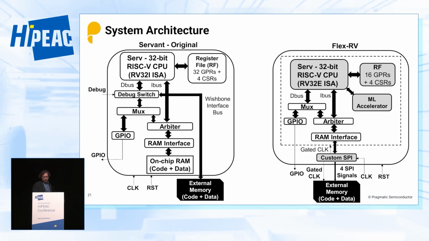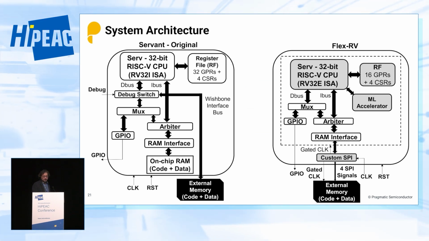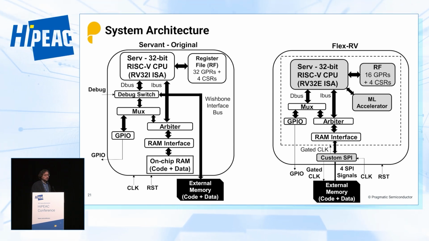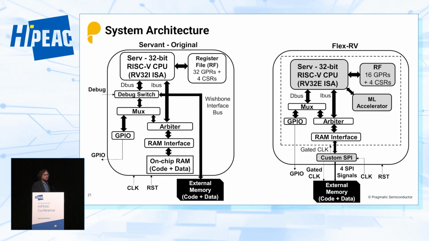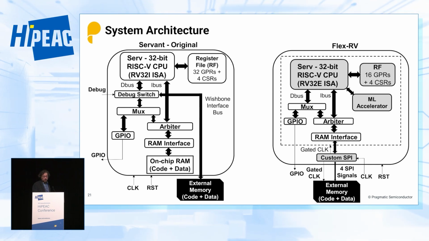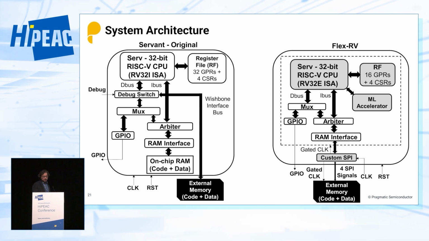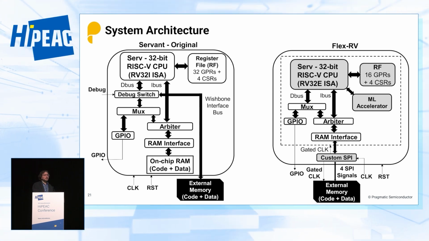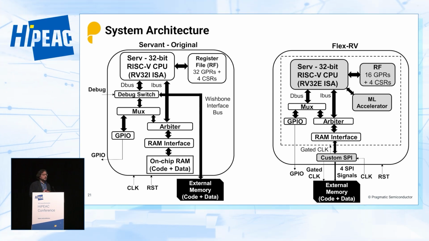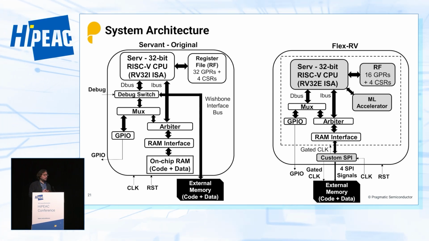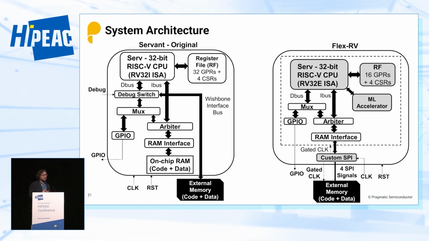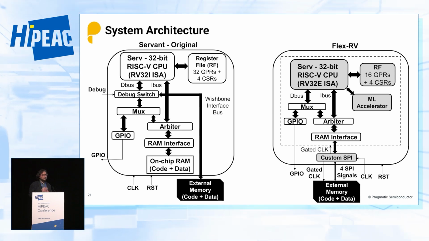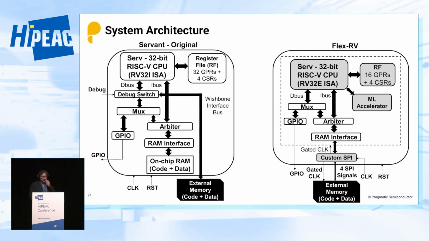So let's dive into the system architecture. As I said before, we used SERV, and SERVANT was the starting point for us. We didn't want to design a RISC-V processor from scratch, so we modified the SERVANT SoC to create FlexRV. There are some minor modifications we made. SERV supports RV32I, and we changed it to RV32E because we want to reduce the number of registers.